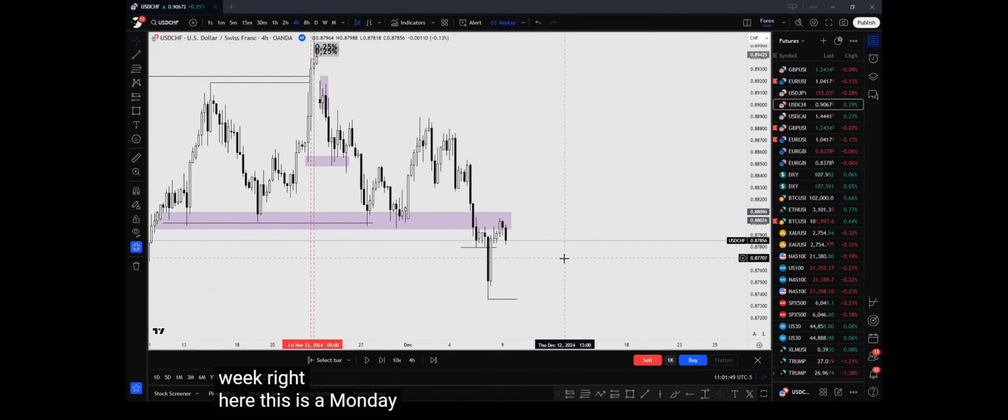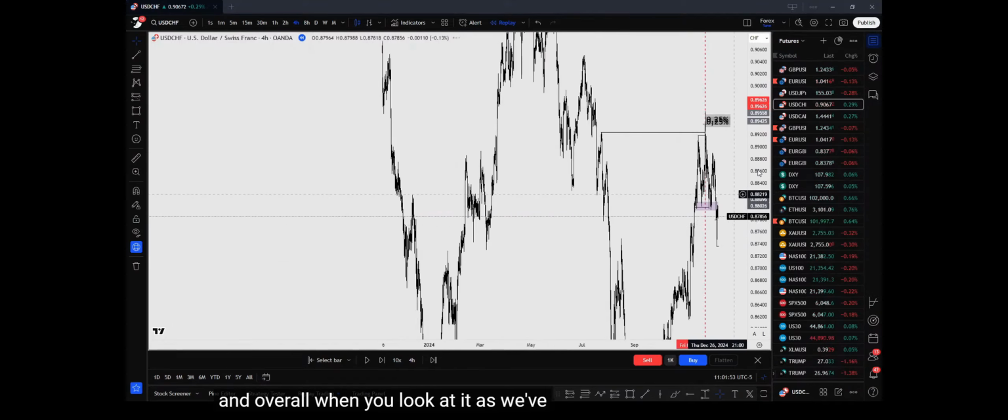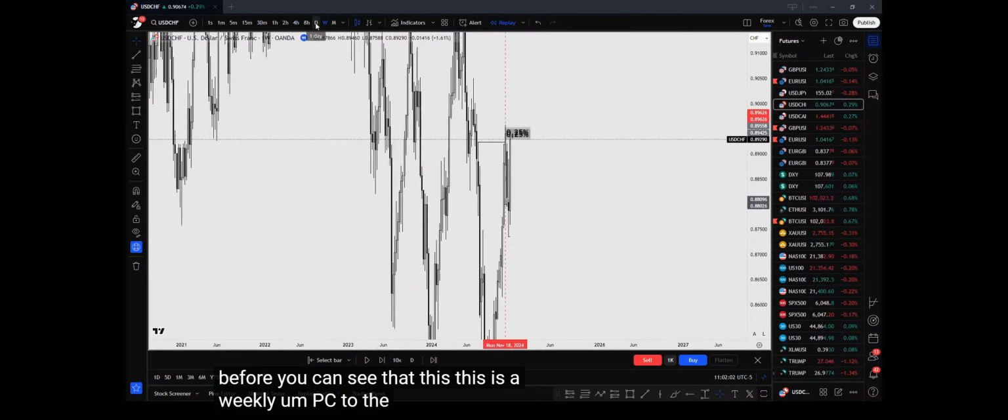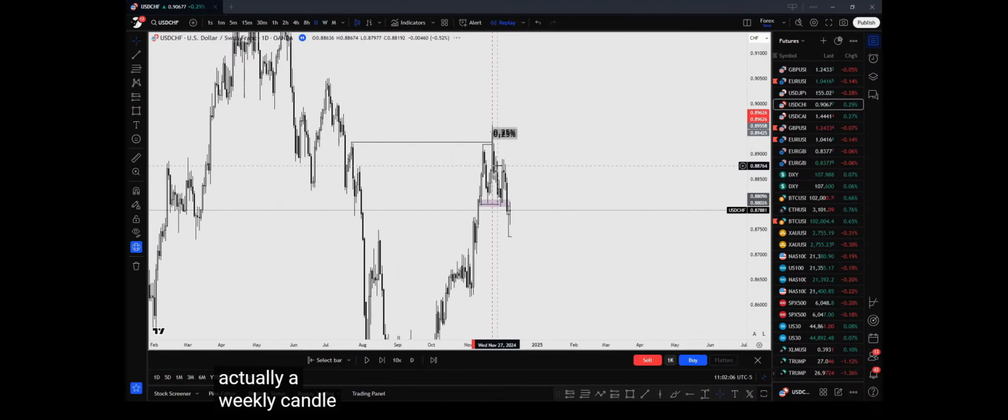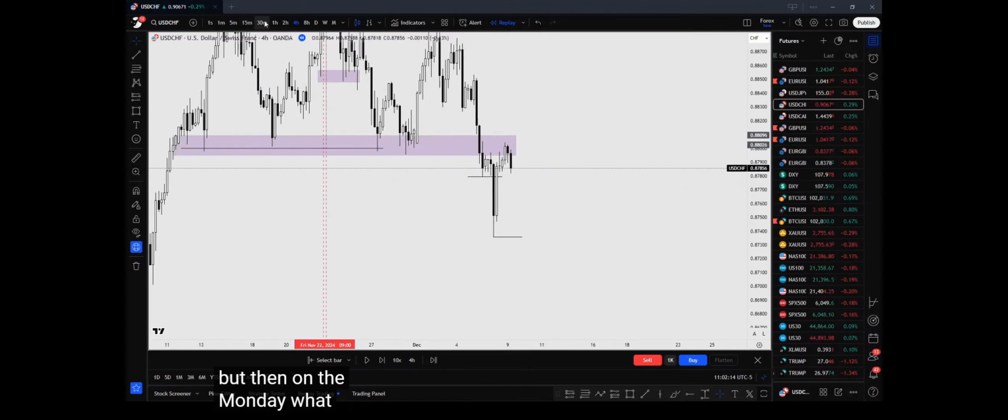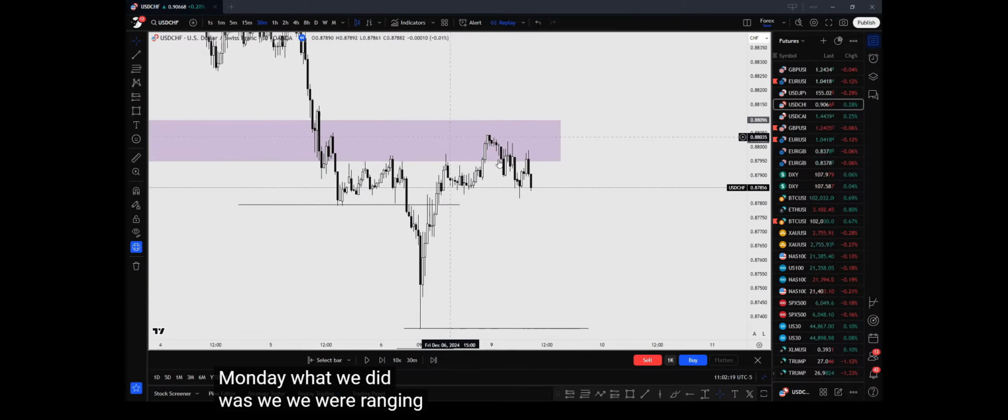This is a Monday. And overall, when you look at it, as we've talked about before, you can see that this is a weekly PC to the downside. It was actually a weekly candle, sorry. Daily was a PC, 4 hour close below it. It was on a Friday, but then on the Monday, what we did was we were ranging right here.